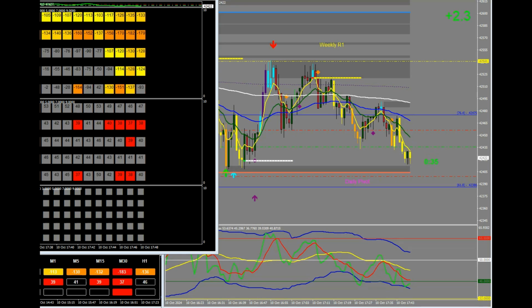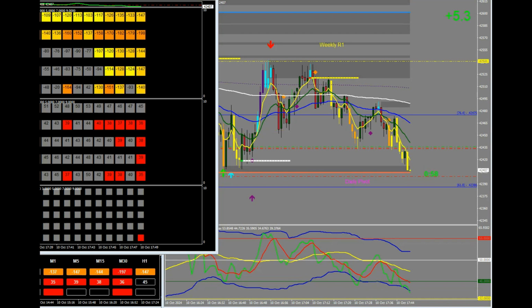I reloaded my template and forgot to adjust my pip counter, so the multiplier's off by 100. We're going to end up with 500 pips on this trade. It's kind of a choppy day, but we got the data there, so we take the trade.